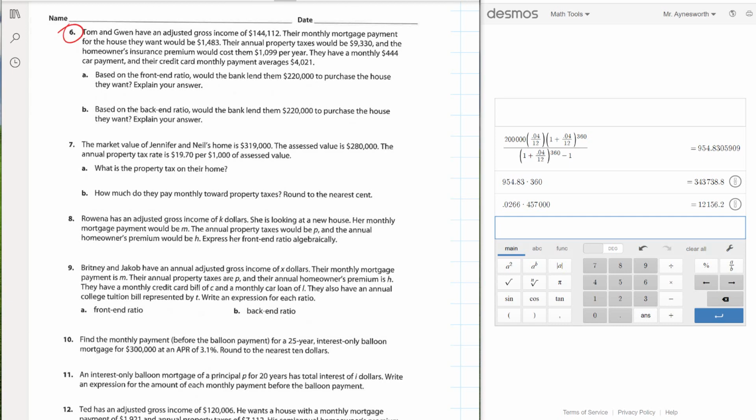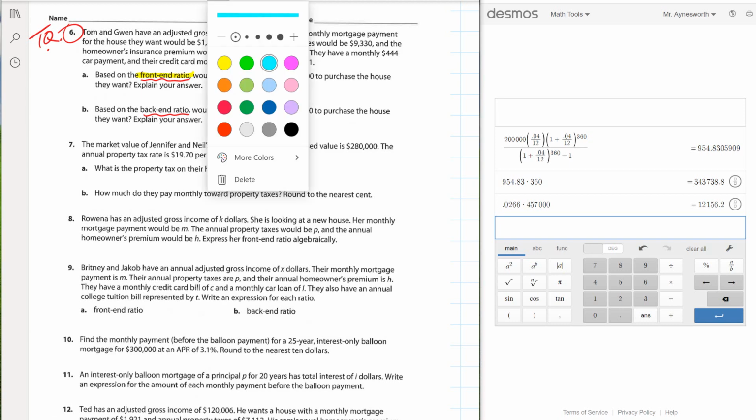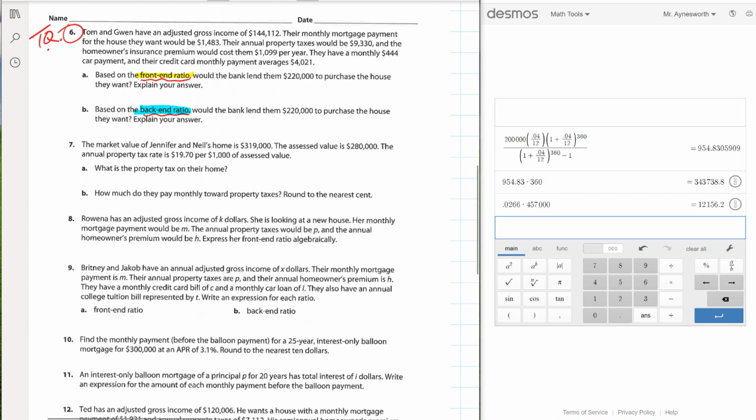Okay, we got 2 things asked here, and by the way, this is an important question here. TQ stands for test question. The first one asks you for the front end ratio and then a back end ratio, both of which were talked about in the video, in the lesson. So we got to talk about the front end ratio, and secondly, the back end ratio.